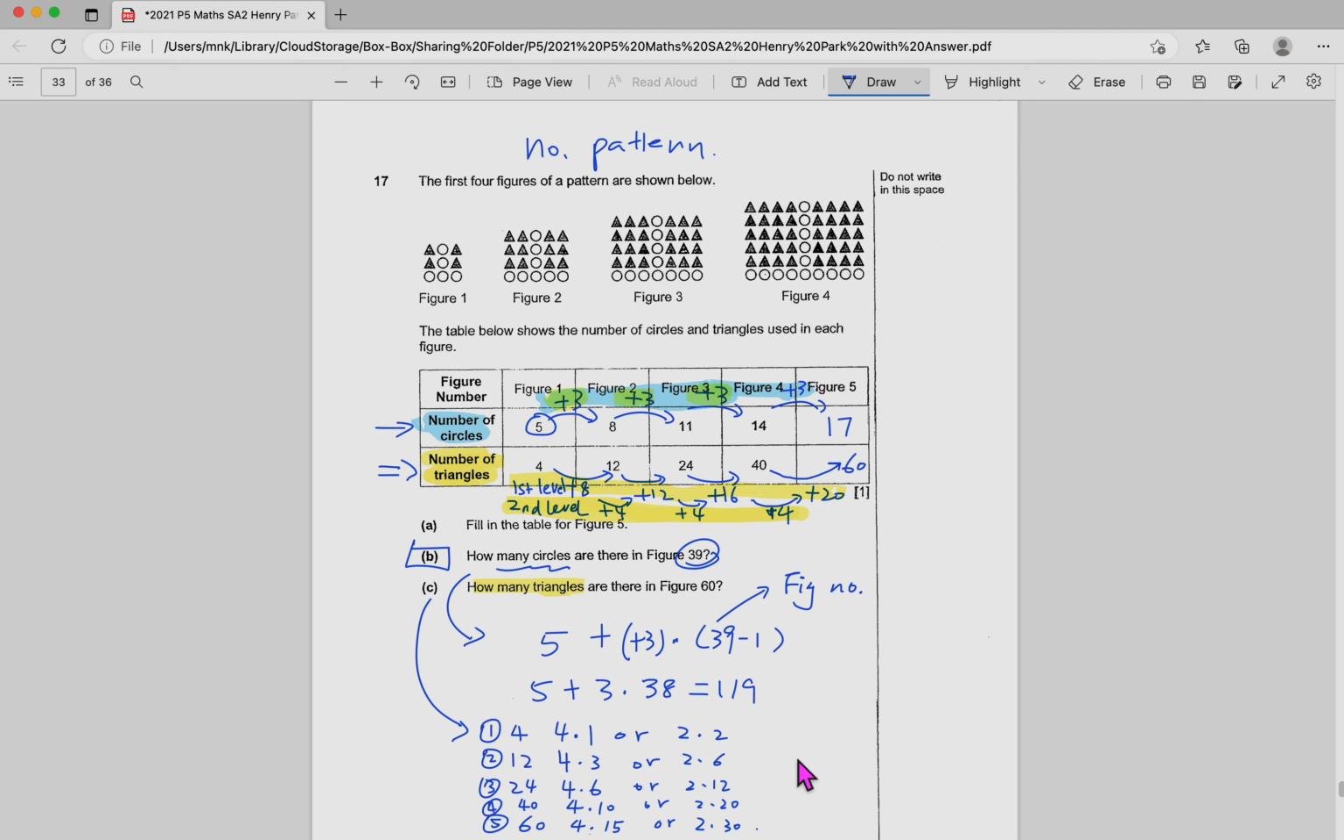So after doing all this, I still don't see the pattern. That means you shouldn't see it this way. 你不应该这么看。你应该怎么看呢？You should see it this way then.